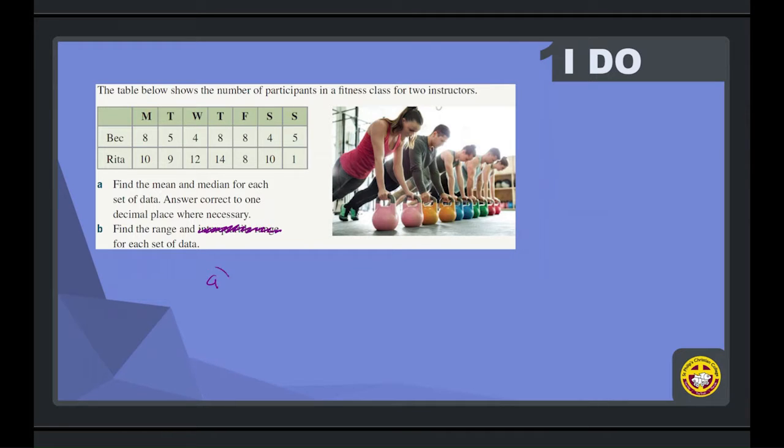Okay, so in part A, the mean, remember we find the mean by adding up all the scores and then dividing by how many there are. So that's going to be 8 plus 5 plus 4 plus 8 plus 8 plus 4 plus 5. And then that's going to be all over 7, because there are 7 days.